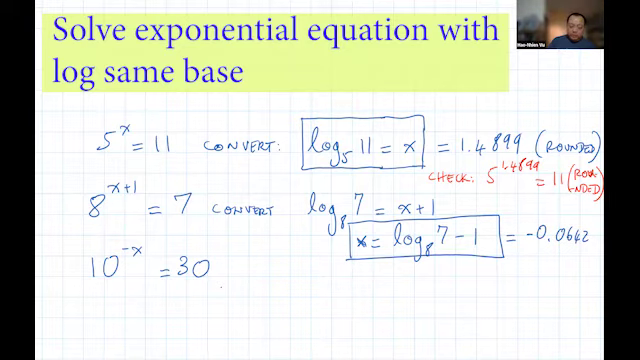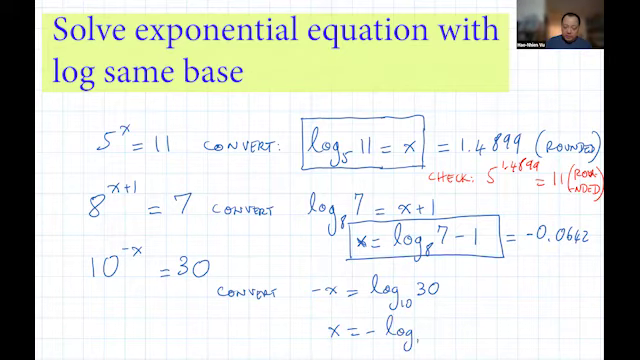And last example, same thing, I'm going to convert. And I get negative x is equal to log base 10 of 30. And then I take the negative of both sides, I get x equals negative log base 10 of 30.